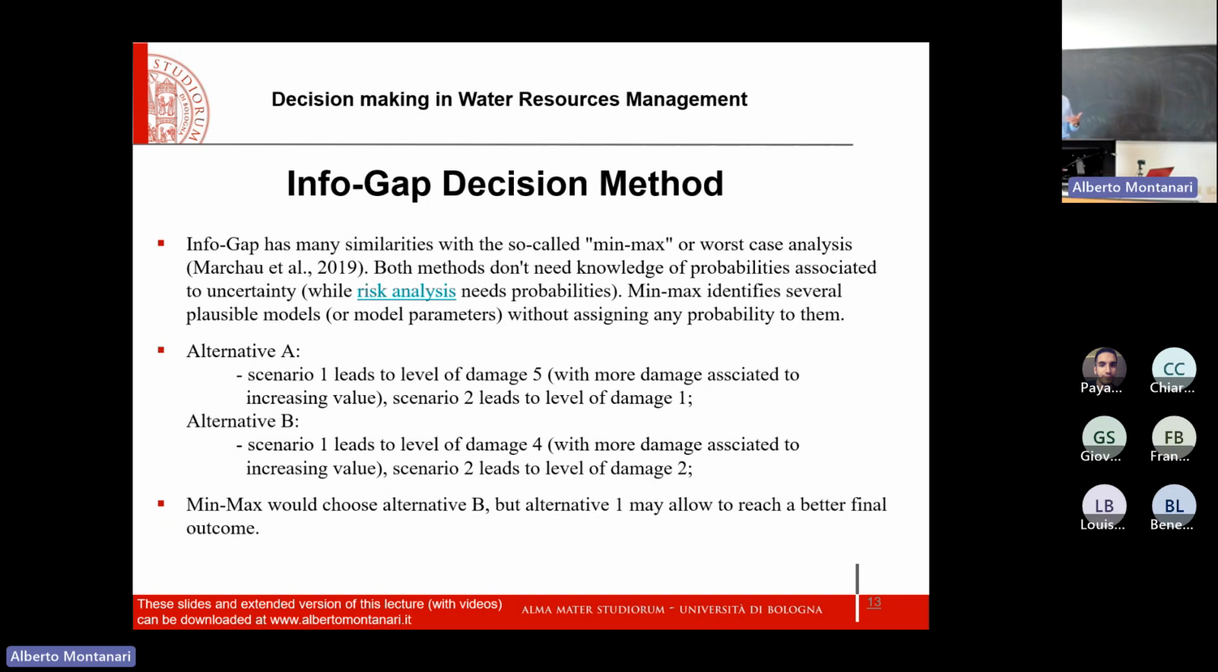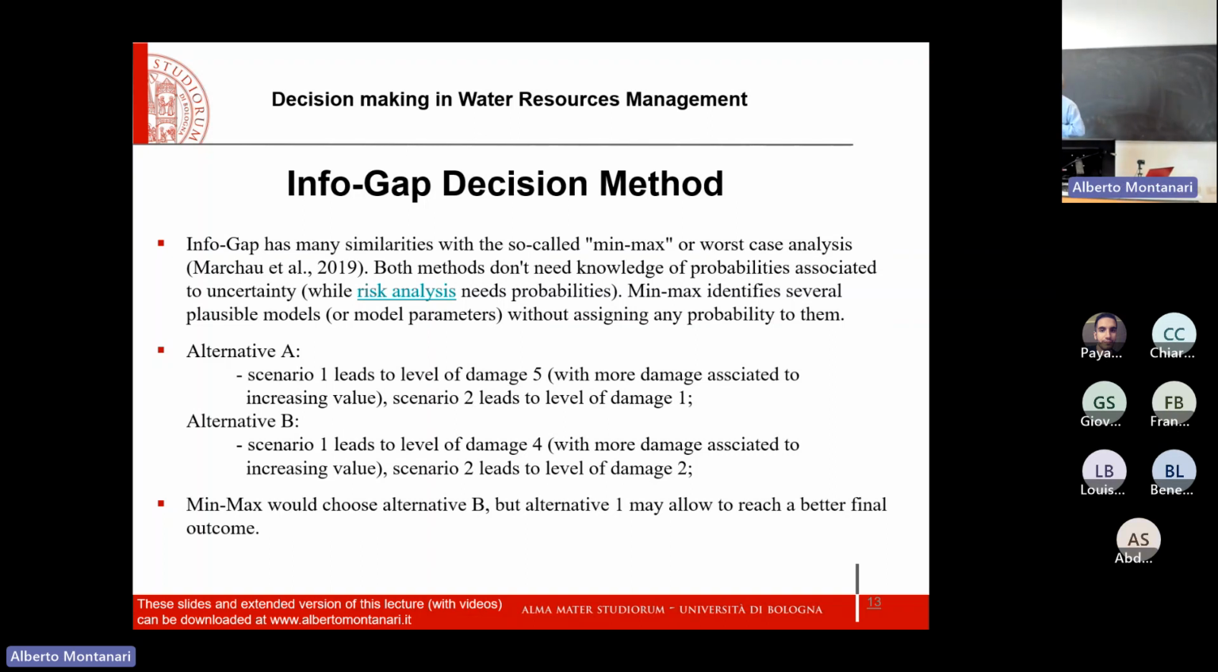So this is precisely our case. We have several scenarios for the future climate, but we don't have probabilities. Again, if you look at IPCC, they associate probabilities, but they don't call them probabilities. They call them level of confidence. Level of confidence. Because they don't use the word probability, because they know that it's not, strictly speaking, a probability. So beware of that.